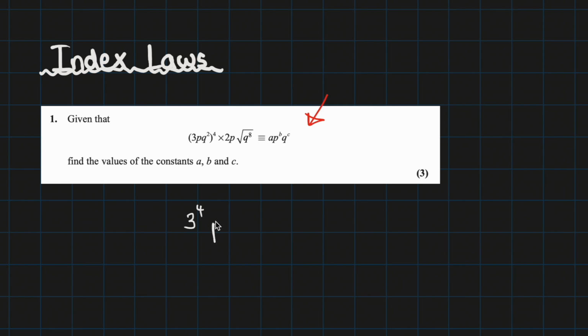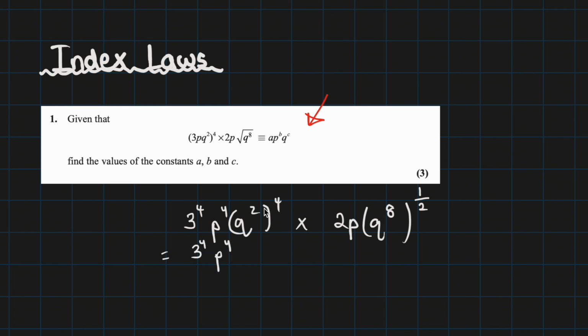3 to the power 4, p to the power 4, q squared to the power 4 into 2p q to the power 8. And then, whenever I have some kind of root, I can write it as 1 over the number in the root. So because this is a square root, there'll be a 2 here. If it was a cube root, there'll be 3. Now, this question is square root, so I'm going to write 1 over 2. Now, I can rewrite this as 3 to the power 4, p to the power 4. I can multiply the powers, q to the power 8 into p q to the power 4.